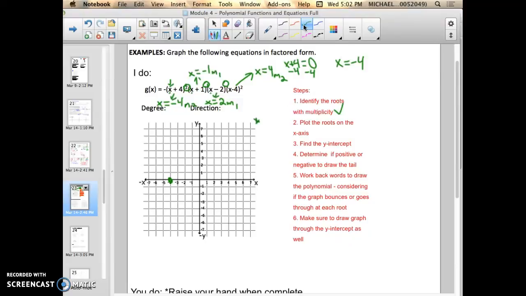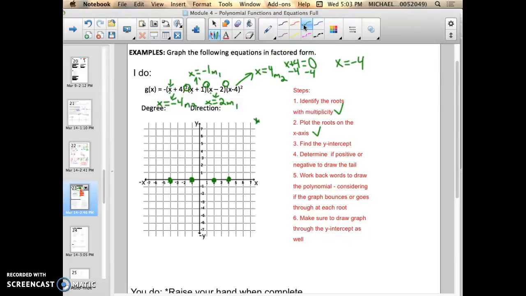Next one, x equals -1. I'm going to draw a dot, and I like to work left to right. It doesn't necessarily matter, it depends on how they give you it in factored form. At -1. Moving on, x equals 2. And then finally, x equals 4. So I have done step 2.